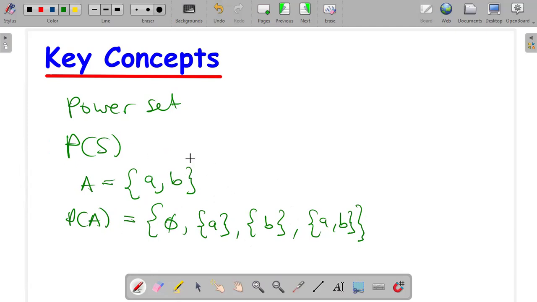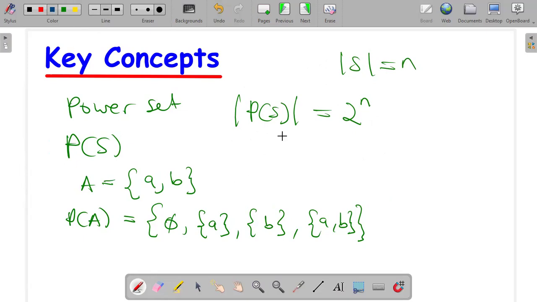And then one particular rule that we must note in order to find the cardinality of the power set: the cardinality of the power set is defined by |P(S)| = 2^n. And n is obtained by the cardinality of the set.